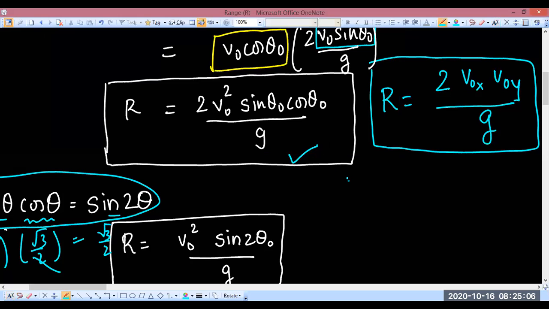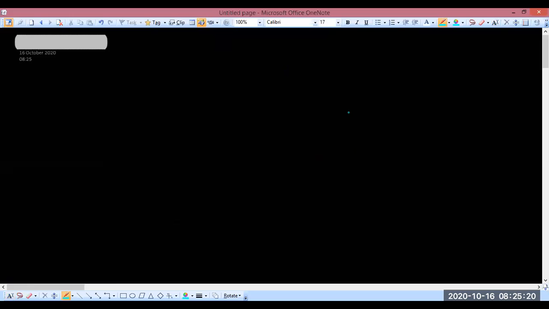All are useful, right? All are useful. Okay, so that's done for range. Let's go to the next one. Okay, time for maximum height, right?